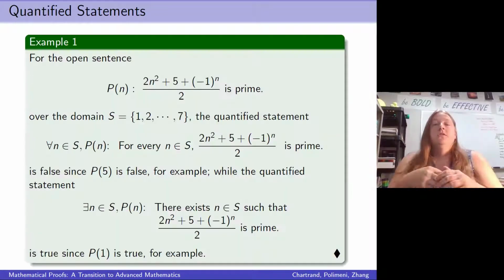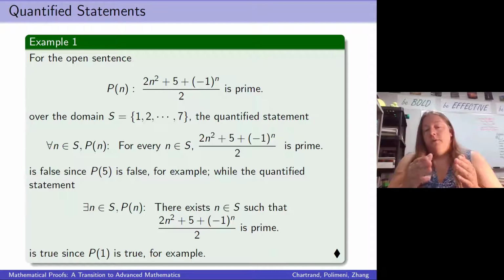So here's an example of an open sentence over a domain that we're going to turn into a quantified statement two different ways. We're going to use the universal quantifier, and then we'll use the existential quantifier. For the universal quantifier, we say for all n in S, our domain, P of n. That means that for every single number 1 through 7, that's all of our elements in S, then (2n squared plus 5 plus (-1) to the n), all divided by 2, is a prime number.